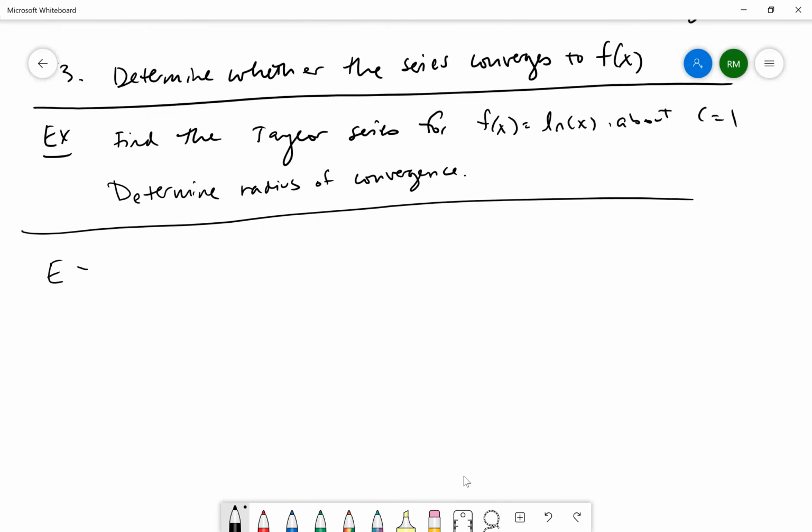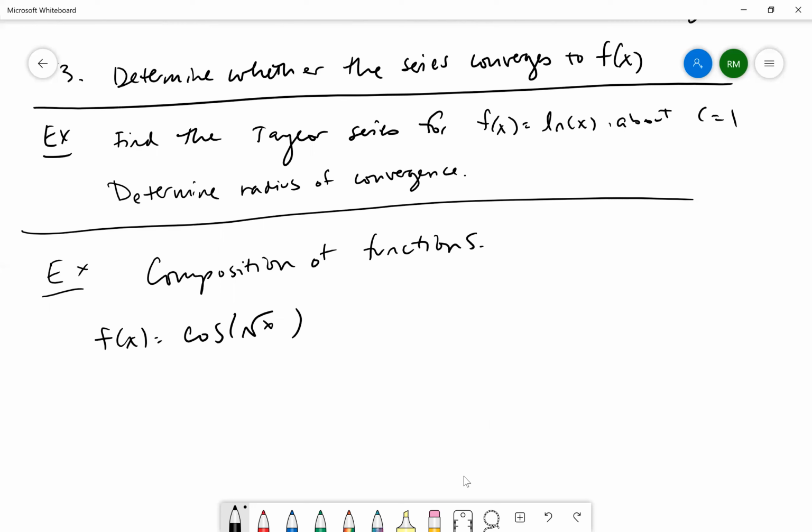So another example is, let's take a look at a Maclaurin series for a composition of functions. Okay, so let's look at the function, the cosine of the square root of x. And we're going to do a Maclaurin series, so c is going to equal 0. Well, let's start taking derivatives. The first derivative isn't so bad. It's negative sine of root x times 1/2 x to the minus 1/2.